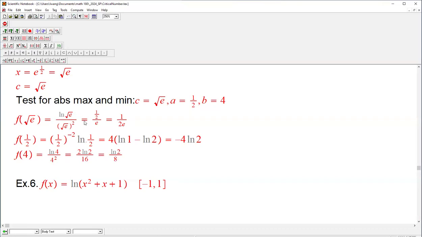So which one is the largest? Which one with the size? Obviously, this is going to be the absolute min, right? But the question is, which one of these is larger? So try the numerical value. It looks like this one is 0.08, and this one is larger, right? So this is the absolute max.